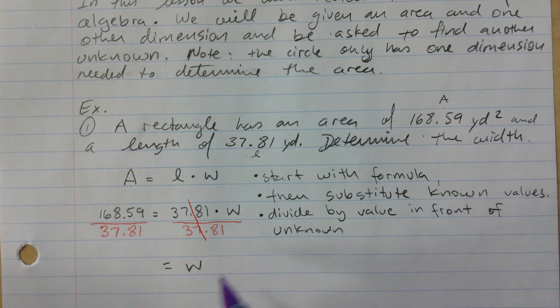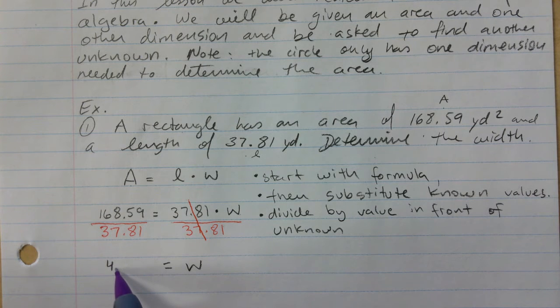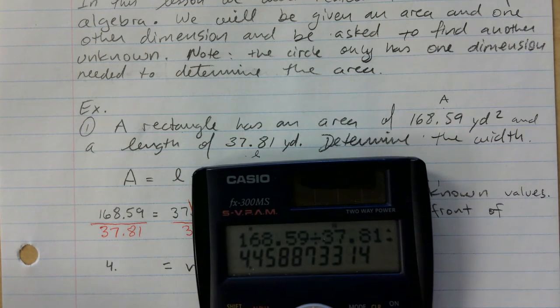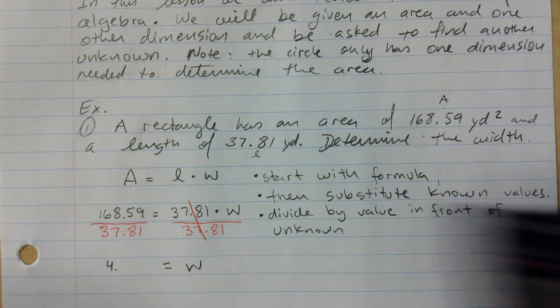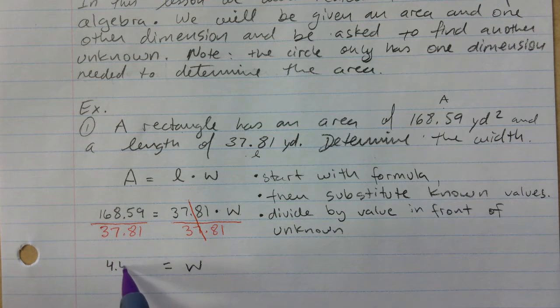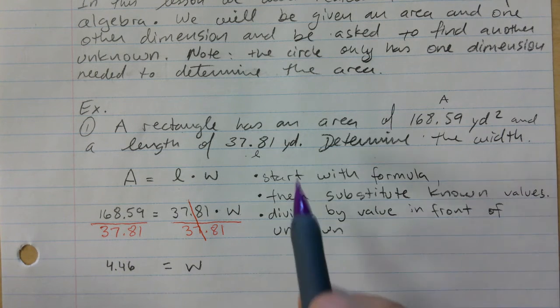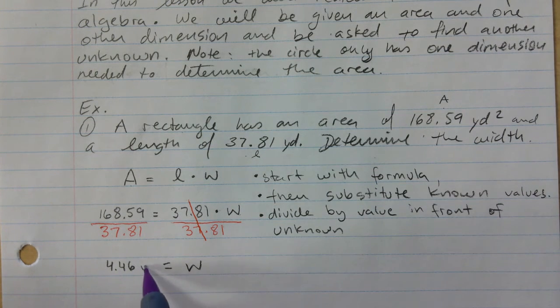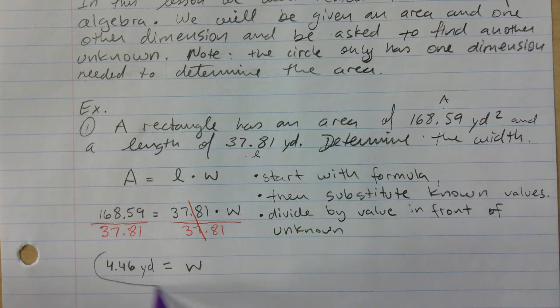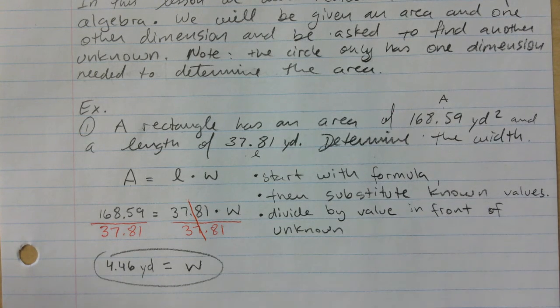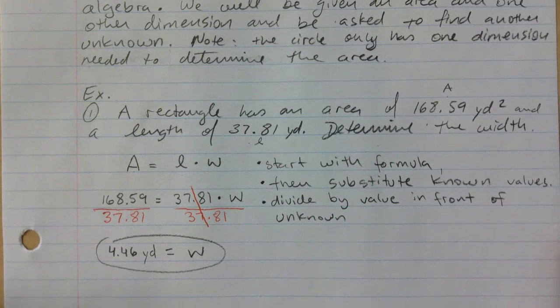Which is 4.46. When I divide those two, I get this. And that rounds to 4.46. And we are in yards. So we just say that. I know we're not used to having the number first, but the width is essentially 4.46 yards.